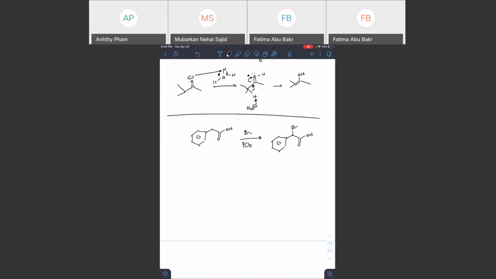From here though, this is where things get interesting. Once we've added our Br, we can actually use this Br to do some cool things. So the first thing we can do is change that Br into an OH. And how we do that is K2CO3, which we've seen before. And K2CO3 is essentially a base, from what I understand. And this is just going to go ahead and change that Br to an OH.